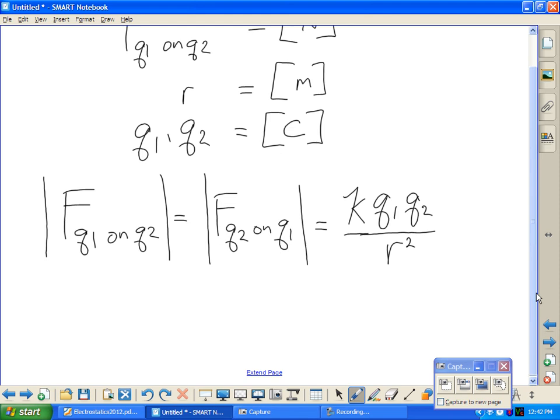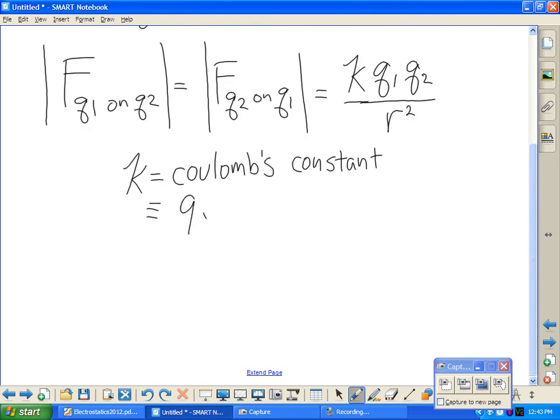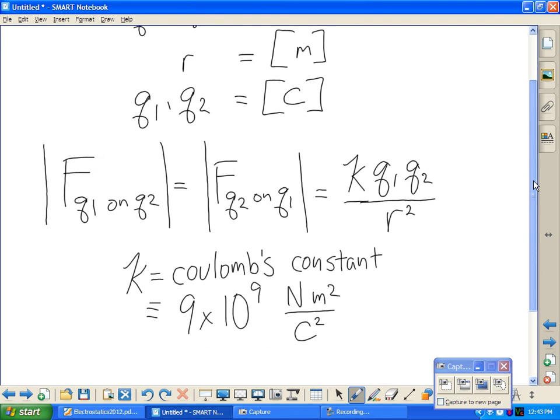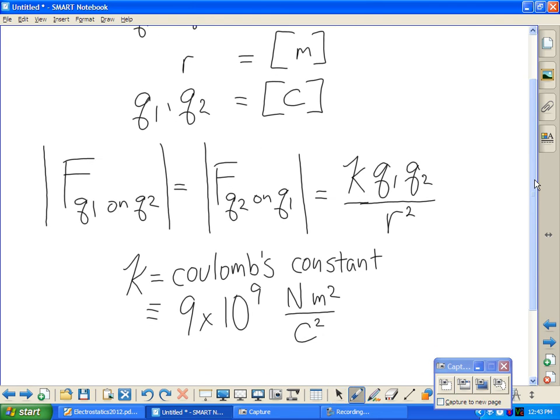Just like you have a constant for converting when you go from feet to meters or from degrees Celsius to degrees Fahrenheit. This constant, yes, we are recycling lowercase k. Be alert. This is Coulomb's constant. And by definition, it is equal to 9 times 10 to the 9th newton meters squared per coulomb squared. So this is Coulomb's law.